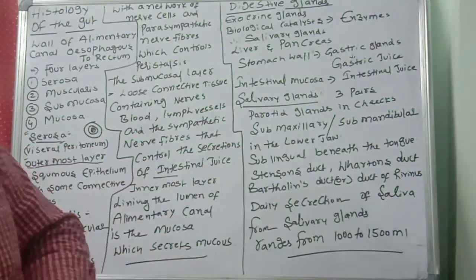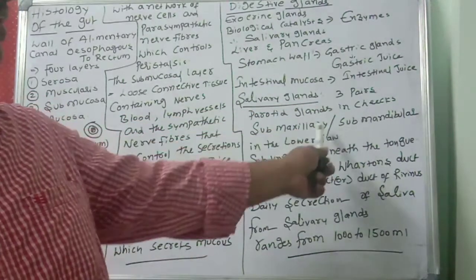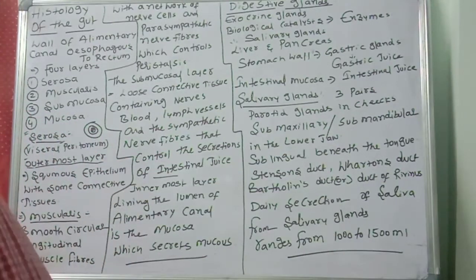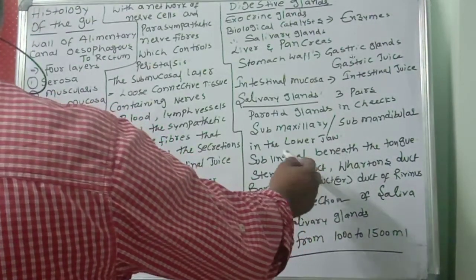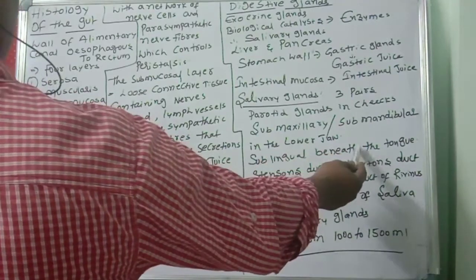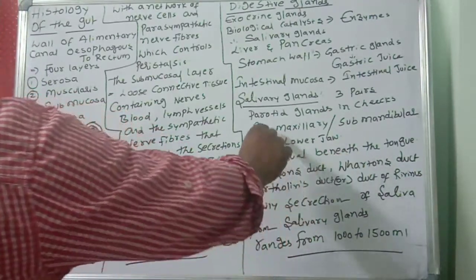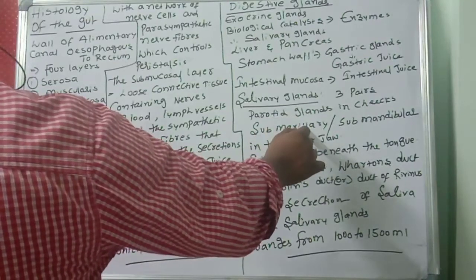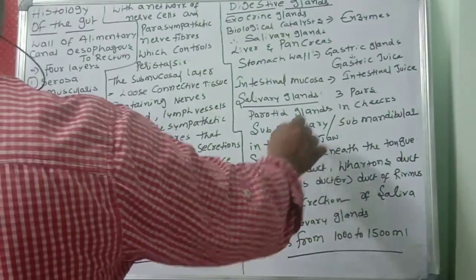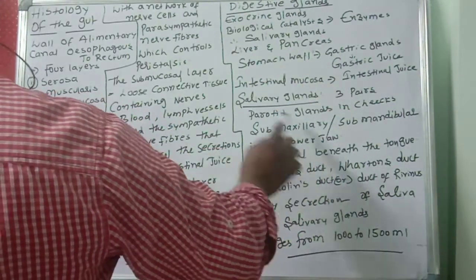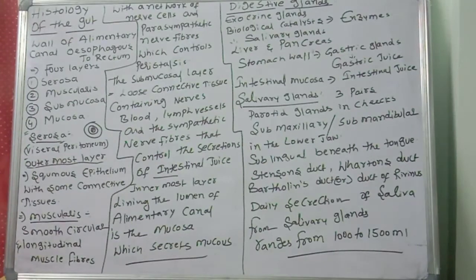The next one, submaxillary or submandibular, is in the lower jaw. Submaxillary or submandibular is there in the lower jaw. Sublingual is beneath the tongue. Okay, this is the most important. Sublingual means beneath the tongue. Now listen carefully: the parotid glands, submaxillary or submandibular, and sublingual. So 3 pairs of glands. Submaxillary and submandibular are the same, and sublingual are also in the mouth region.